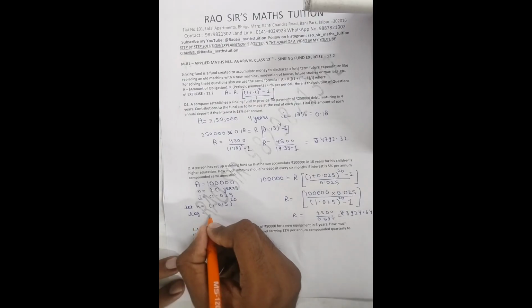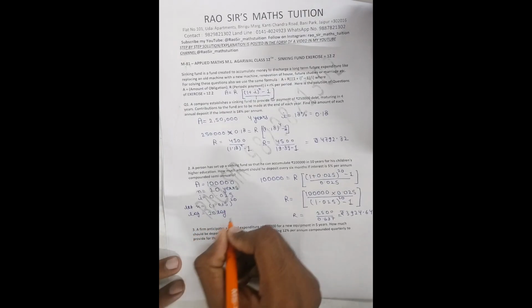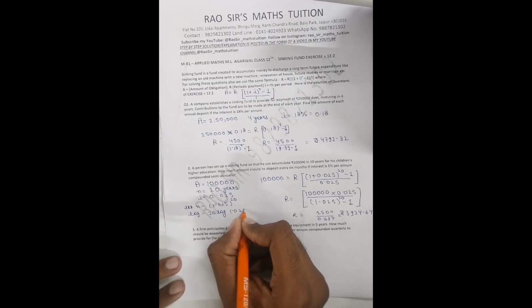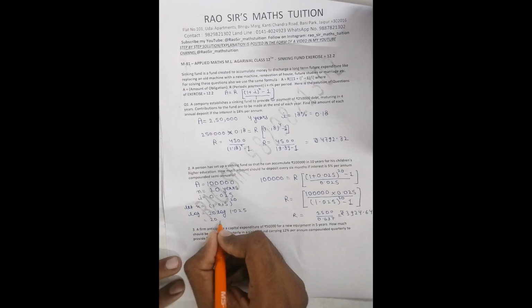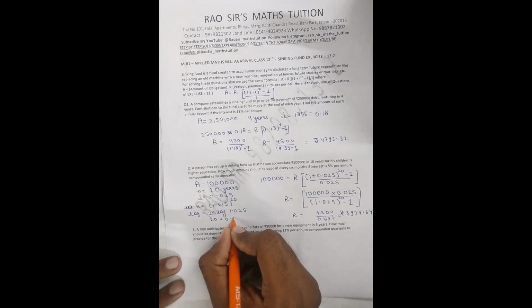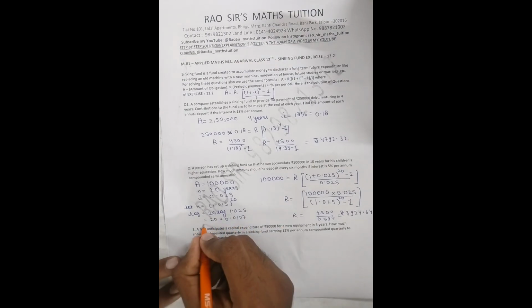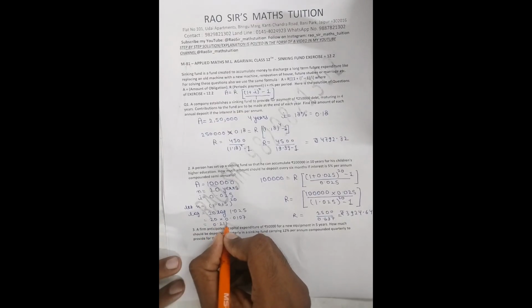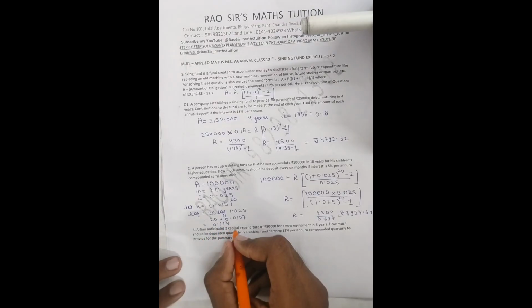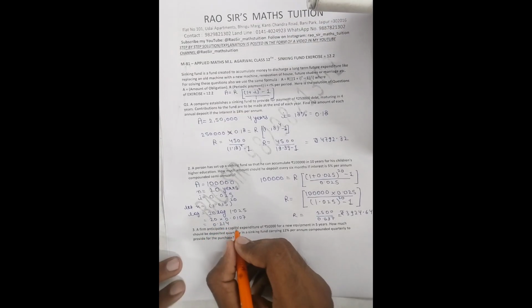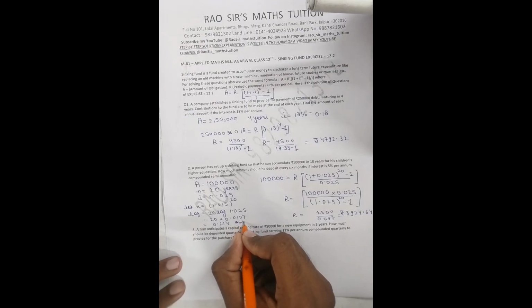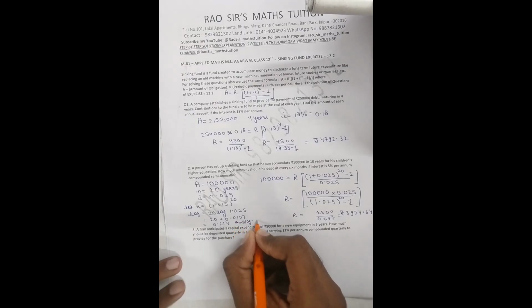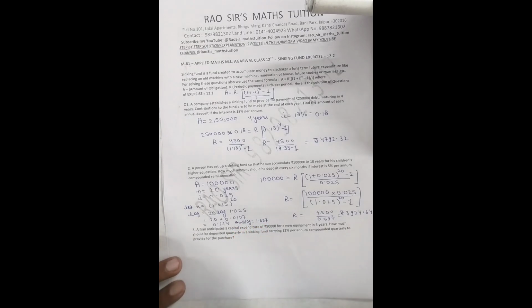Taking log both sides. Now the antilog of 0.214 is 1.637. And after subtracting one from it, you will get 0.637. Perfect. Go for the next question.